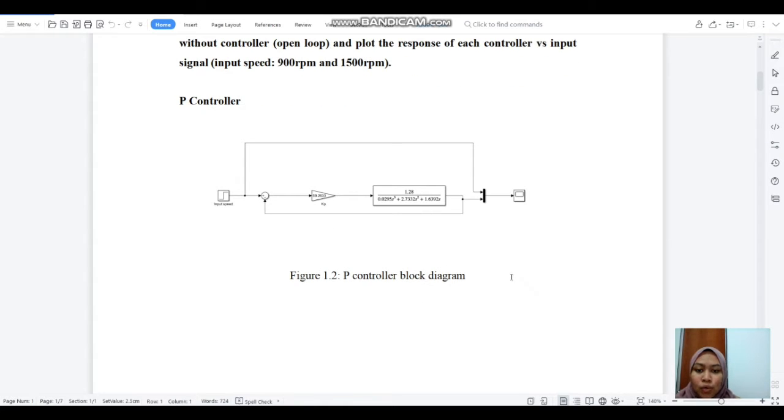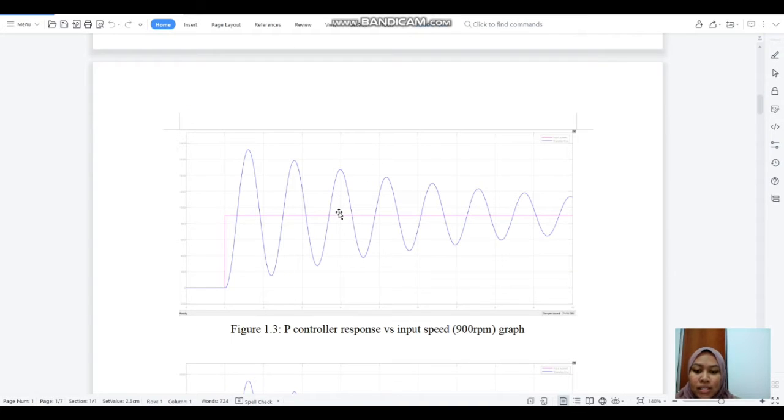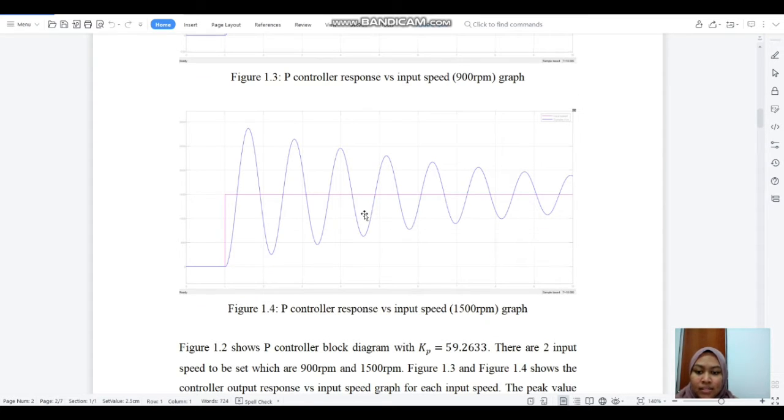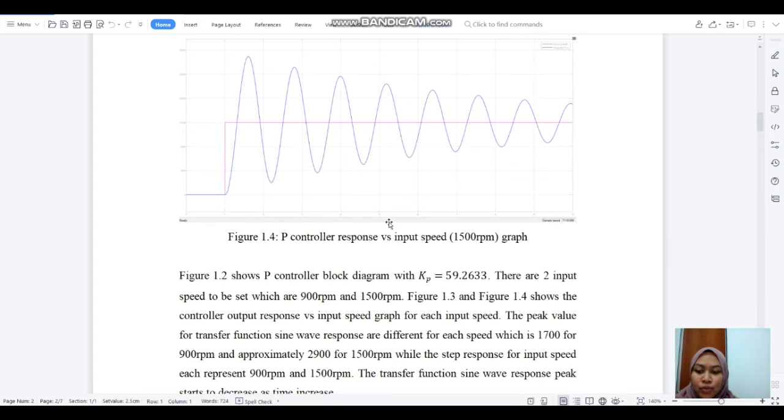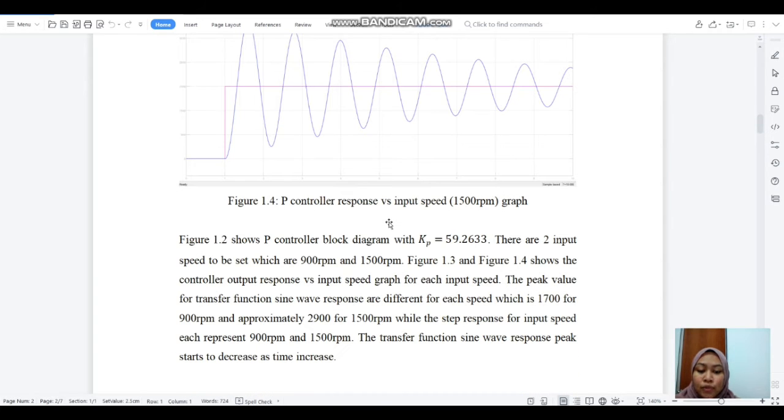So the first one is the P controller. This is the block diagram of the P controller, which has input speed, sum, gain for Kp, transfer function, mux, and scope. This is the P controller response versus input speed, which is the 900 RPM graph. The magenta is representing the input speed and the blue color is representing the transfer function. This is the P controller response versus input speed, which is the 1500 RPM graph. So figure 1.2 shows the P controller block diagram with Kp equal to 59.2633. There are two input speeds to be set, which are 900 RPM and 1500 RPM. Figures 1.3 and 1.4 show the controller output response versus input speed graph for each input speed.